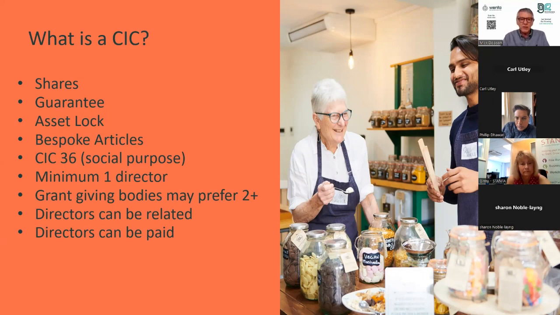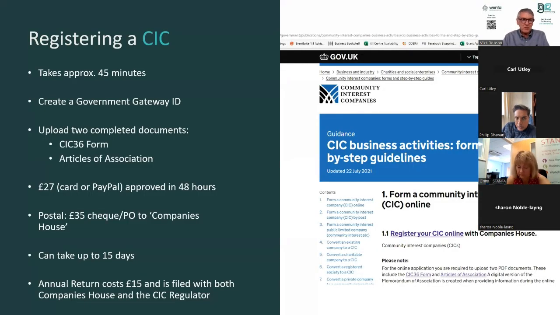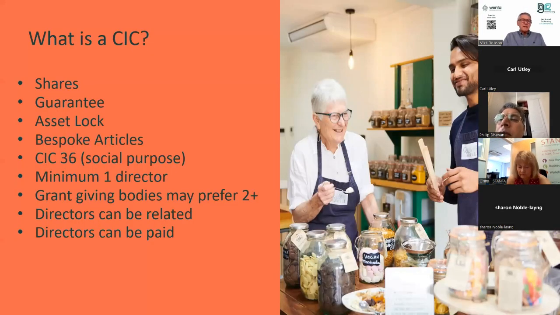So the asset lock is part of the registration process, which is longer than for a limited company. I'm going back. What the asset lock is, is in the articles of association of a limited company, which are effectively the rules of the game. You tick a box when you're forming one online, and unless you want bespoke articles, you accept the default set. With the CIC, you can't do that.